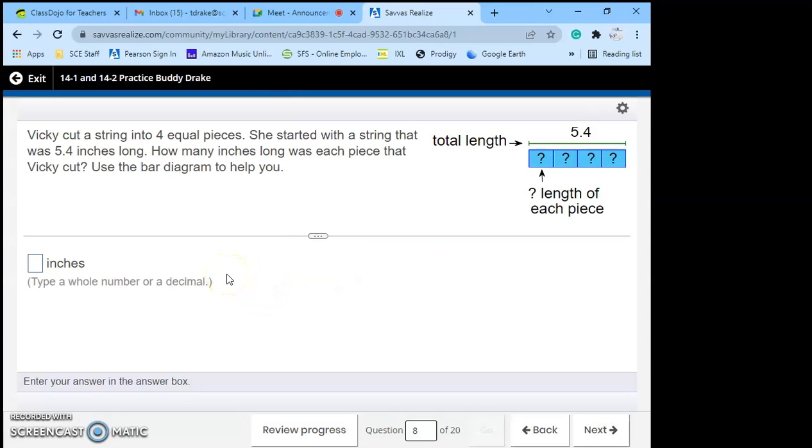Vicky cut a string into 4 equal pieces. She started with a string that was 5.4 inches long. How many inches long was each piece that Vicky cut? Well, our total was 5.4. And we cut it into 4 pieces.